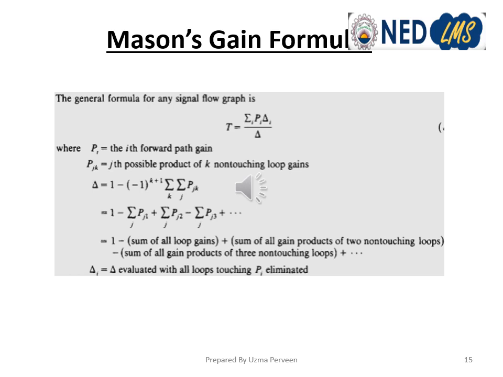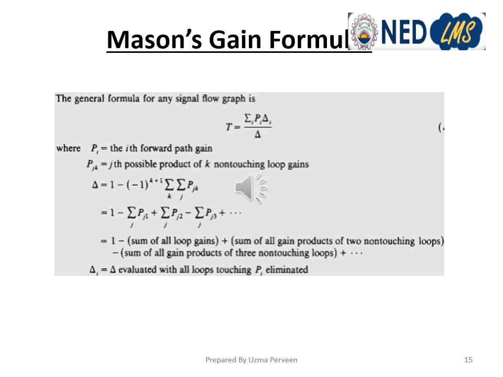Next is del i. The formula for del i is the same as the formula for del, but we consider only those loops which are not touching the forward path Pi, that is, with forward path Pi eliminated. If we have three forward paths, for example P1, P2, P3, then we have to calculate three del i's: del 1, del 2, del 3. If we have two forward paths, then we have to calculate del 1 and del 2. We'll see how to calculate it in the next problems.